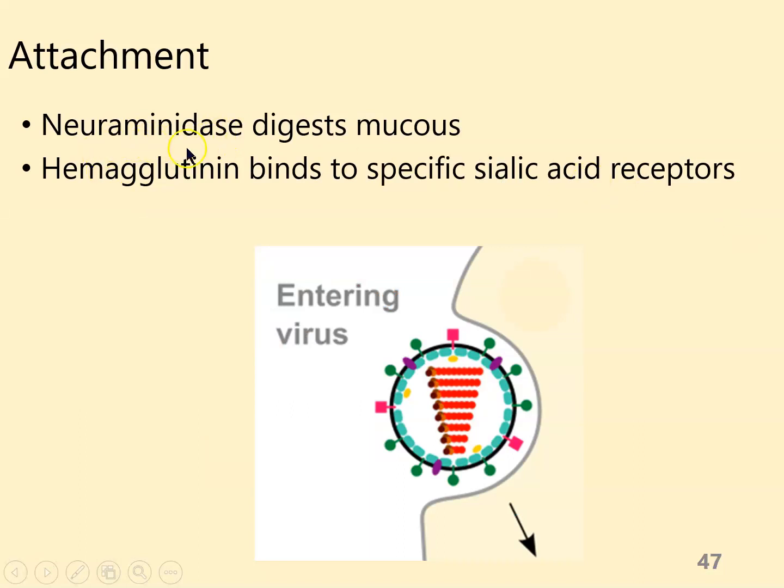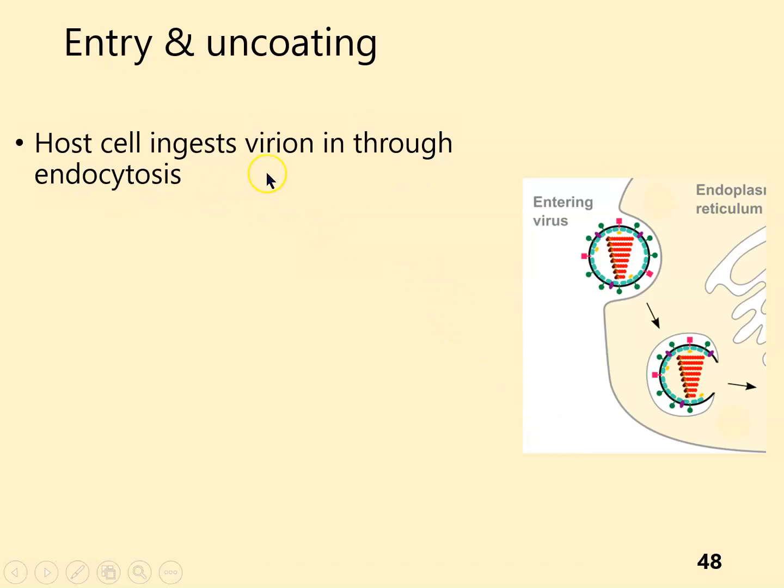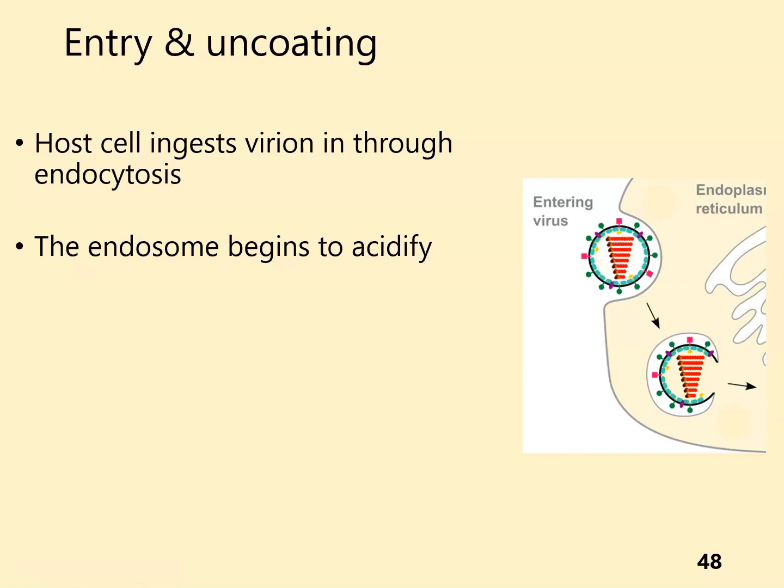This is where neuraminidase is going to help get through the mucus. The hemagglutinin is going to actually bind the surface receptors, and the host cell is going to ingest this whole thing through receptor-mediated endocytosis. That will put this inside an endosome, or inside a vesicle. Remember, whenever we bring something in through endocytosis, it's inside a vesicle.